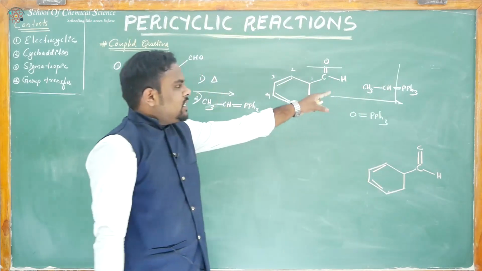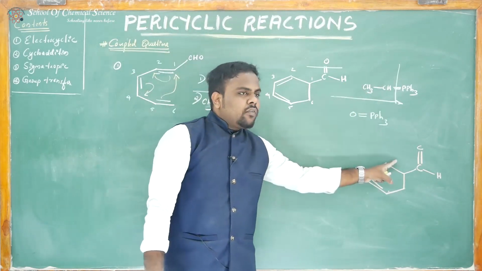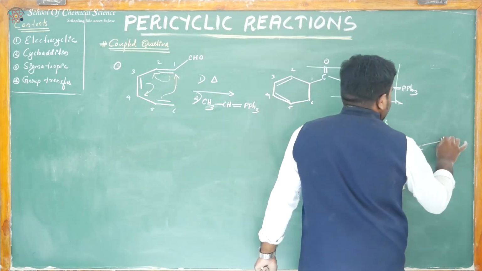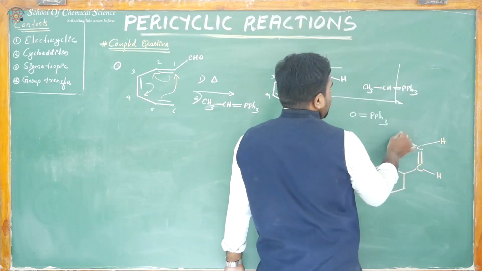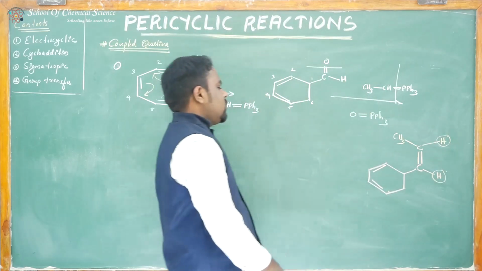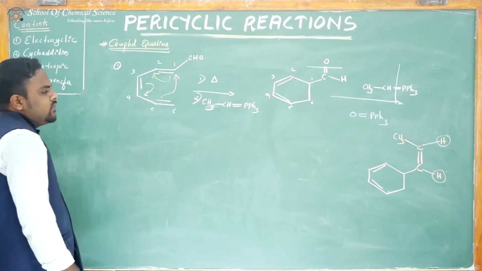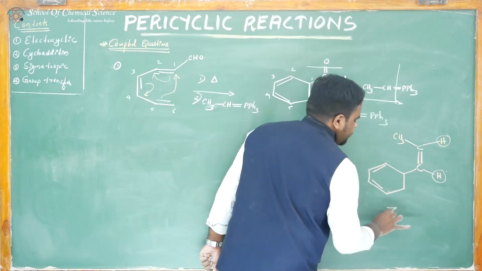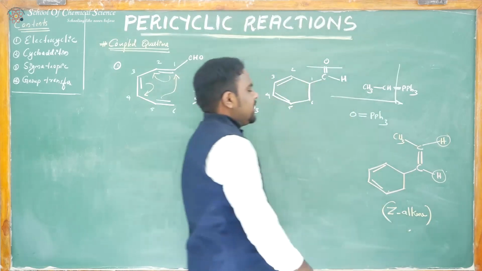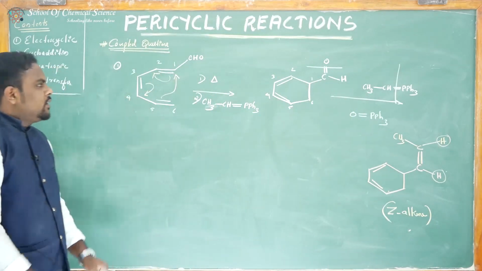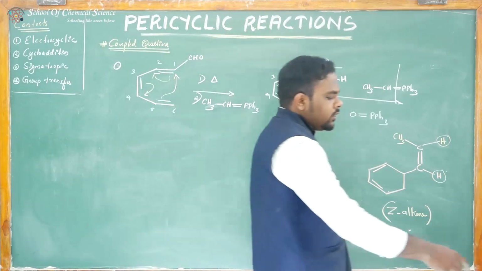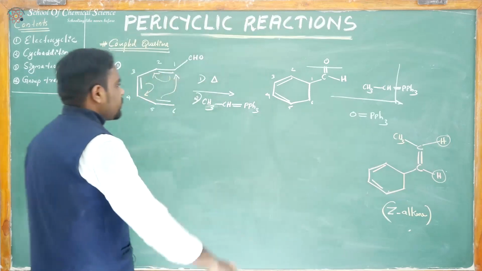Since CH3 is electron donating, the alkene formed is Z. That means the same priority groups are on the same side. Here CH3, so the hydrogen and the hydrogen are on the same side. So you will get the product which is a Z alkene. That is the product. So this type of coupled questions you can also expect in your exam.